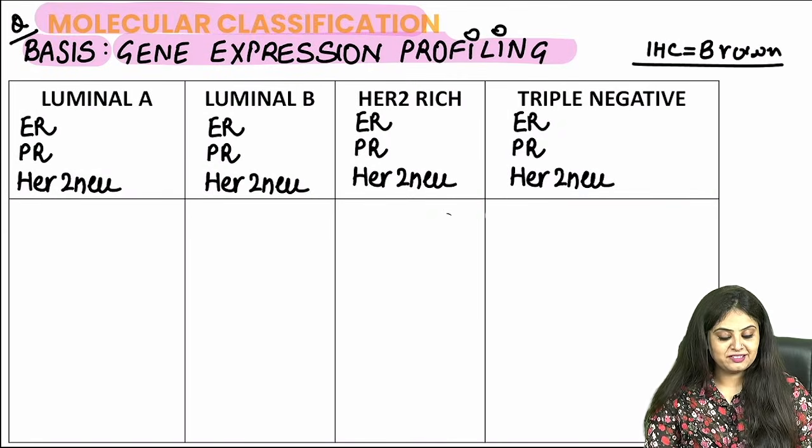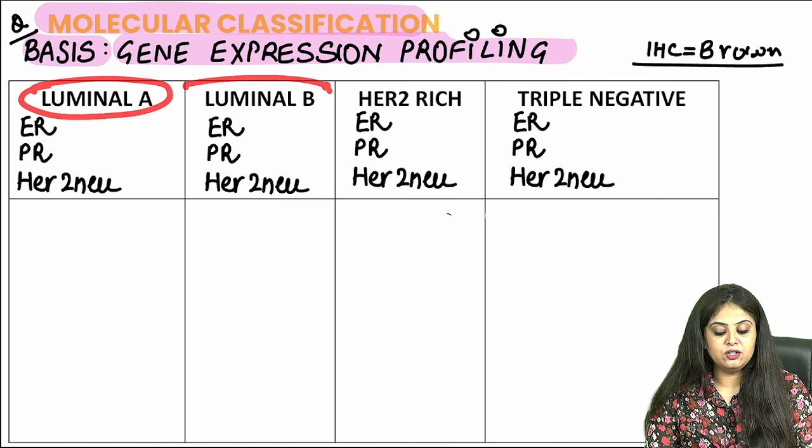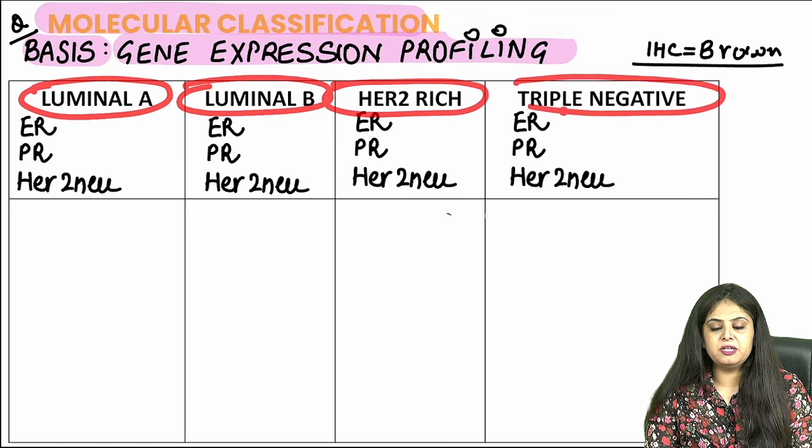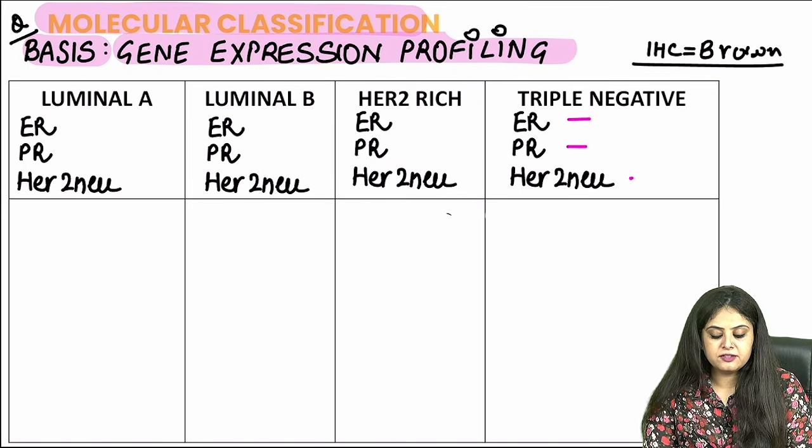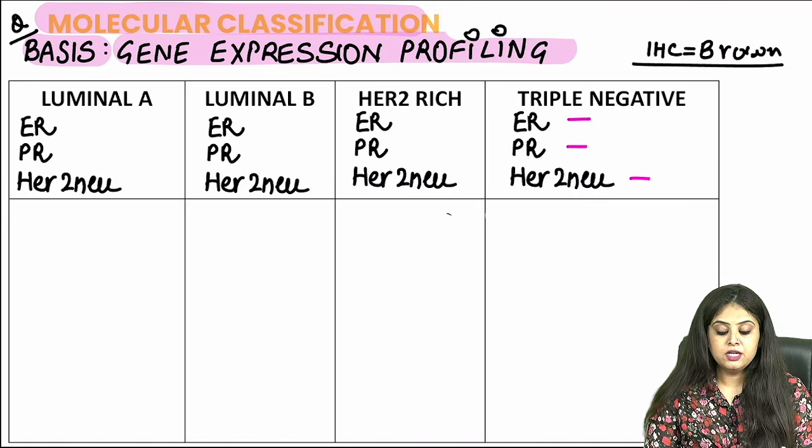Now coming back to this classification, we have luminal A, luminal B, HER2 rich and triple negative. Let's start with the easy one. Common sense tells me that triple negative will be all three markers negative. HER2 rich of course will only be HER2/neu positive.